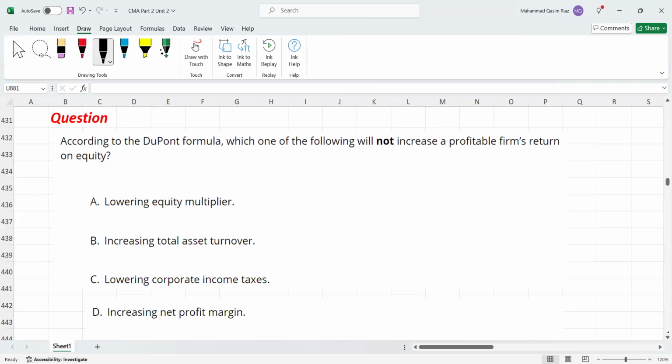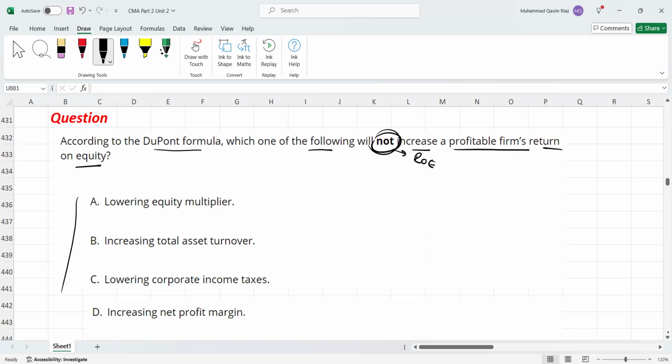They're saying, according to the DuPont formula, which one of the following will not increase a profitable firm's return on equity? Actually, the question is, which option will not increase your return on equity? You have to select the option which will not increase your return on equity. So a DuPont model is there. Do you remember the DuPont model equation?